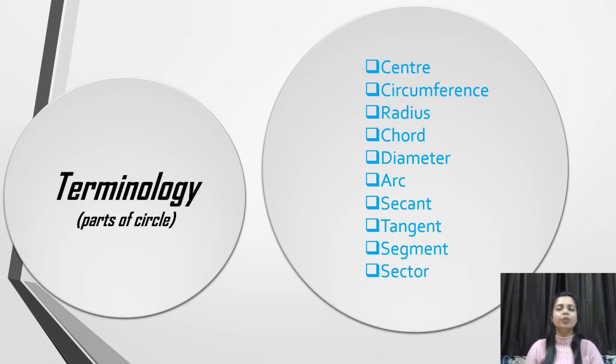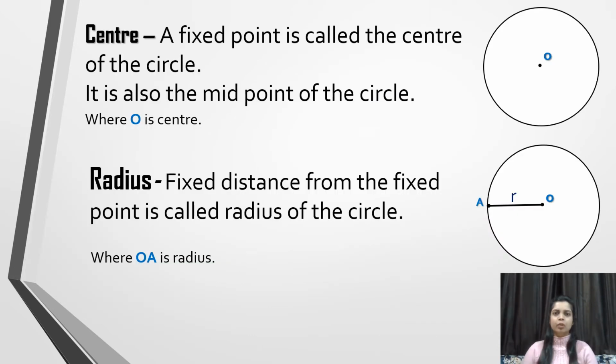Now we are going to understand some basic terminologies used in a circle. We will go through them one by one. The term which we are going to understand is center. A fixed point or a midpoint of a circle is called the center of the circle. In this figure, O is the center. Now what is radius? A fixed distance from a fixed point is called the radius of a circle. In this figure, O is the center and OA is our radius. We can draw infinite number of radii in a circle.